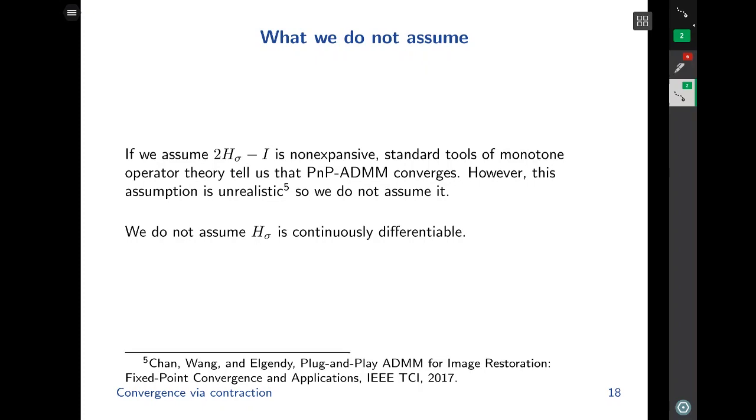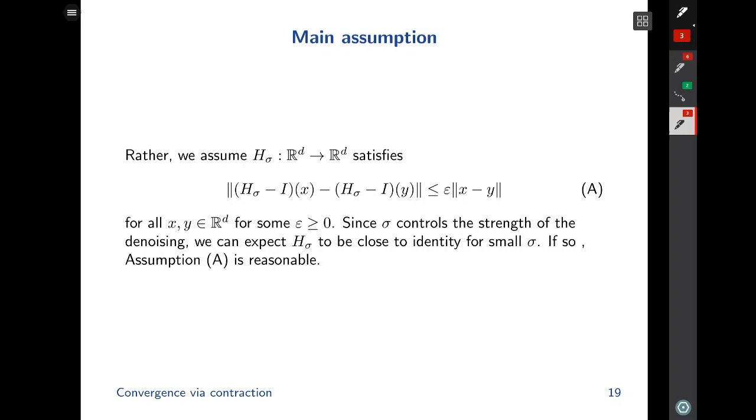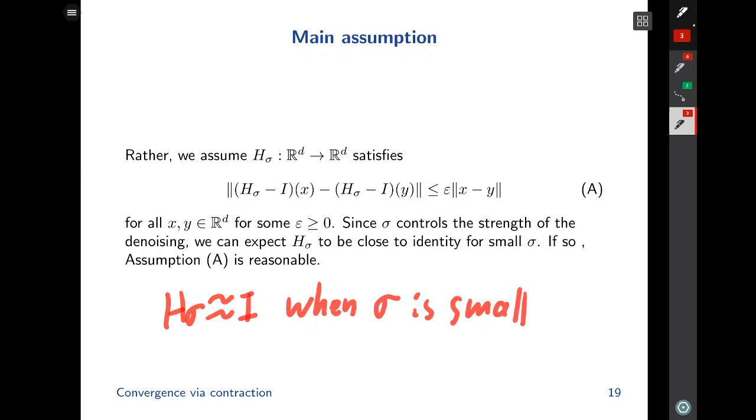This is the main assumption of our theoretical analysis. We assume the denoiser H sigma satisfies this Lipschitz continuity condition. Remember, sigma controls the strength of the denoising, so we can expect H sigma to be close to the identity mapping when sigma is small. Upon hearing this explanation, you may think that this assumption is reasonable, or you may not be fully convinced. In any case, we will show in the next section that this assumption is enforceable.